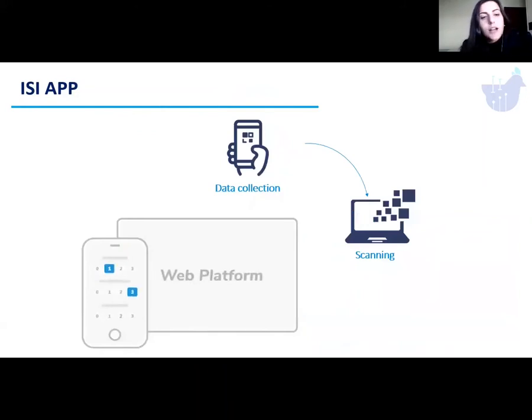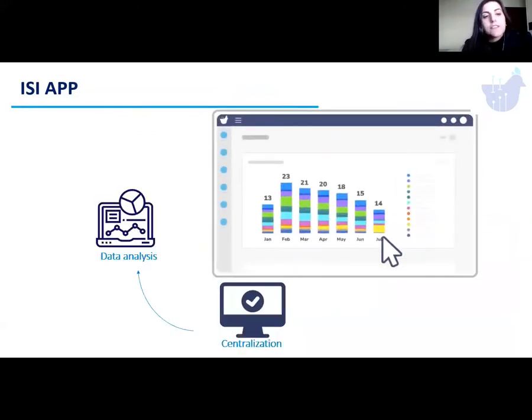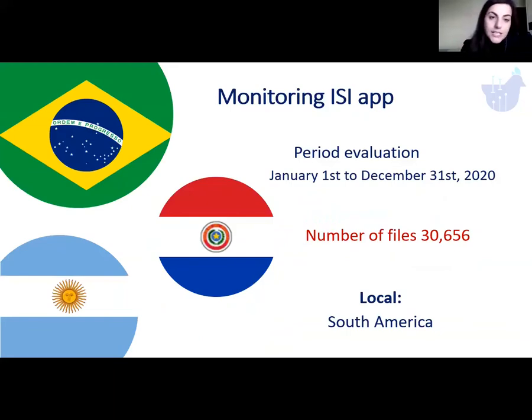Then all the data are scanned, and I have centralized data available in the digital platform so that I can do some statistical analysis. For this study of the monitoring system, the period I evaluated was from January 1st to December 31 of last year. Due to our confidentiality system, which is very restricted, I have only the number of files that we evaluated.